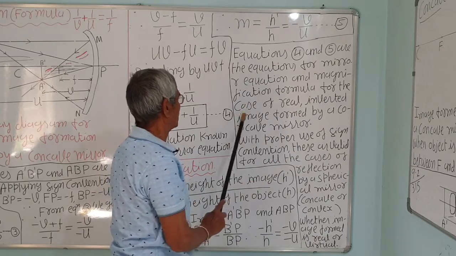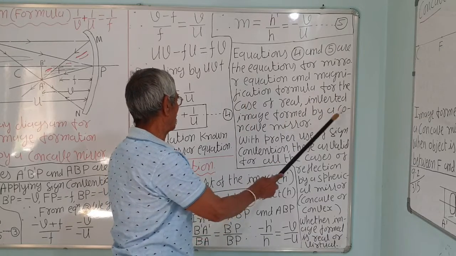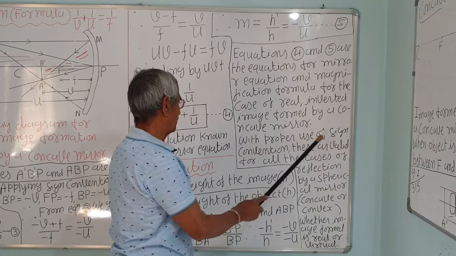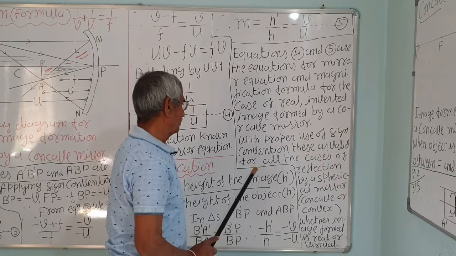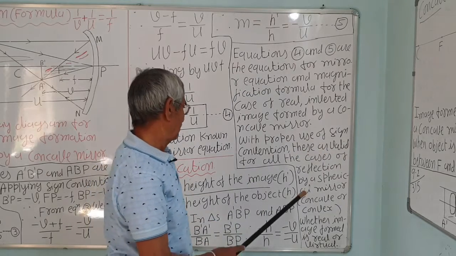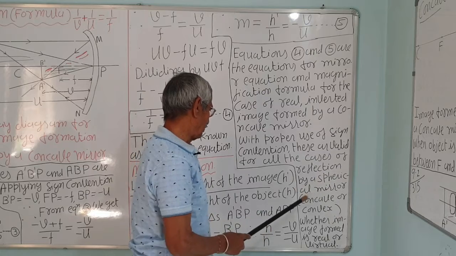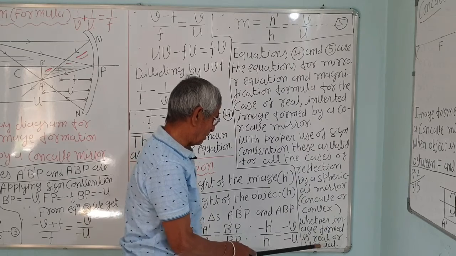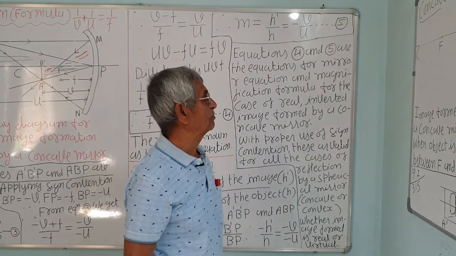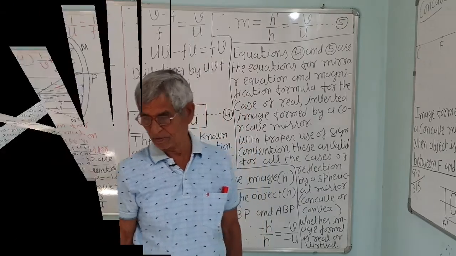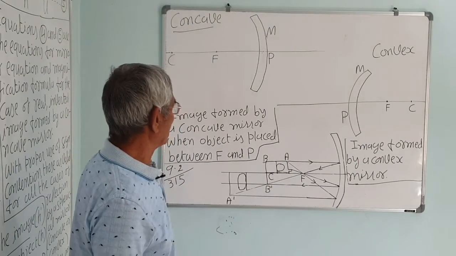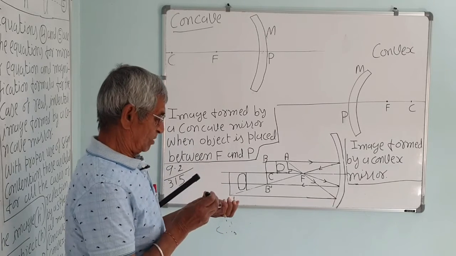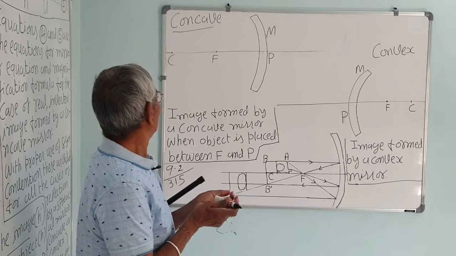And they are shown here for the case of real inverted images formed by a concave mirror, but they are applicable for all. With the proper use of sign convention, these are valid for all cases of reflection by spherical mirrors, whether concave or convex, and whether the image is real or virtual, inverted or erect. That is for all mirrors and for all types of images. We have seen the image formed by a concave mirror that is real and inverted. Let us see now the image formed by a concave mirror which is virtual.